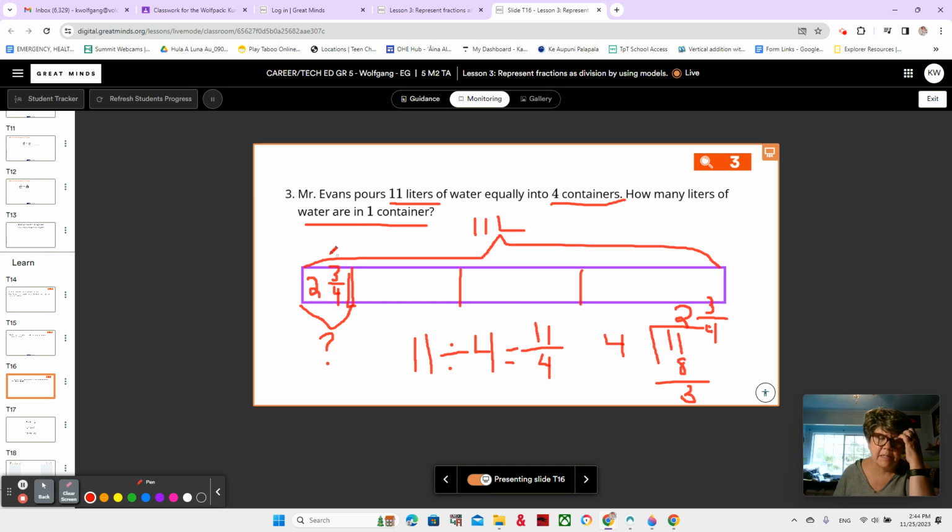Now let's think, does that make sense? This is almost 3. So let's just round it up to 3. 3, 6, 9, 12. Yes, that would make sense. It's a little less, so that's why it's 11. And let's write our sentence. 2 3/4 liters are in each container. All right. Make sure you have that written down. If you don't have that written down on page 24, then please pause me and get that taken care of.